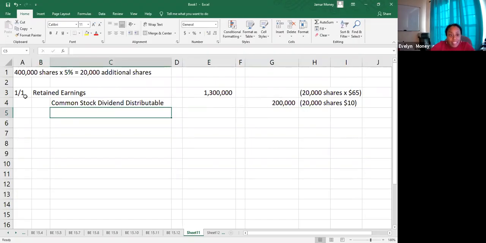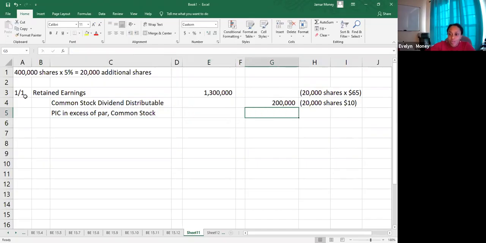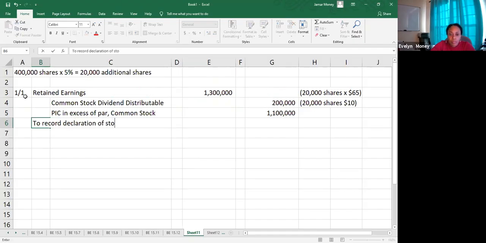Now, of course, my entry doesn't balance, and that's because this is a small stock dividend. So the market value gets debited to retained earnings, but the par value has been credited to common stock dividend distributable. So this is where I use my good old-fashioned paid-in excess of par, common stock account for the difference between those two. And we add in our description.